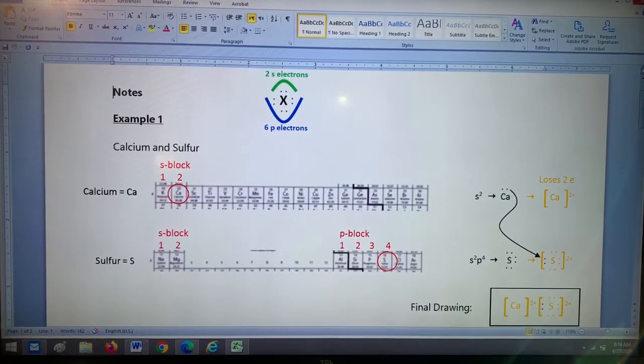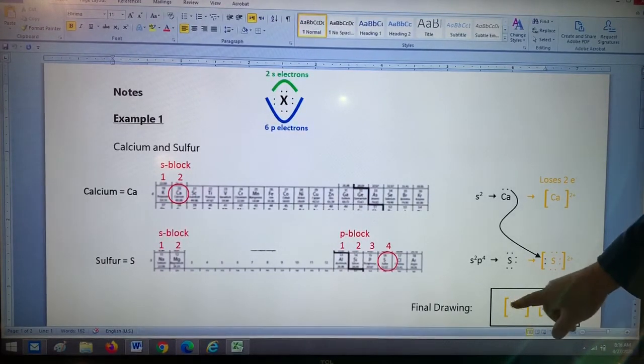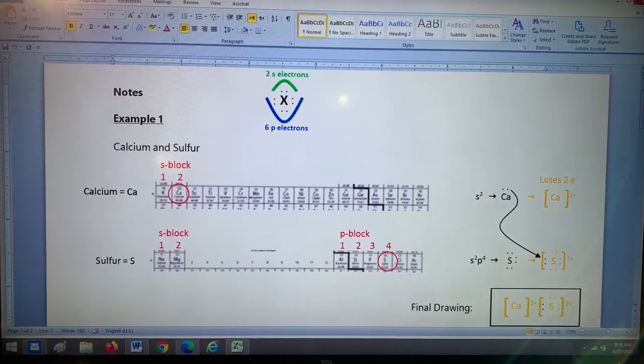We are looking right here at how we're going to go about drawing ionic bonding. So here is a picture of two things that are bonded together, and those two things happen to be ions. This right here is a calcium ion. This right here is a sulfide ion. So the question is, how did we come up with this ultimate picture?